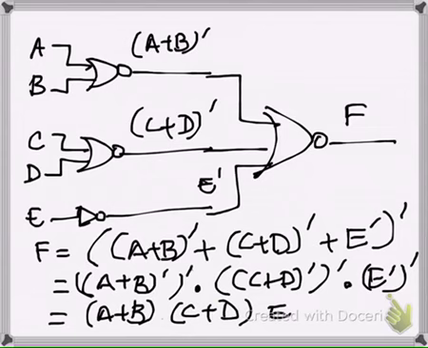So what we have done is we have converted the circuit into a circuit containing only NOR gates. So this is how you can do the transformation.